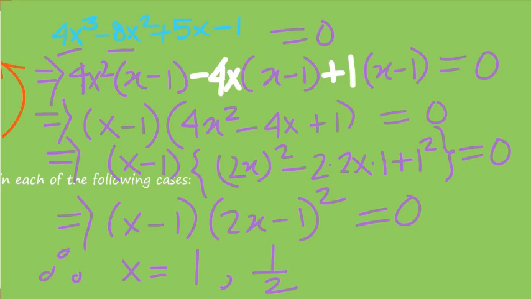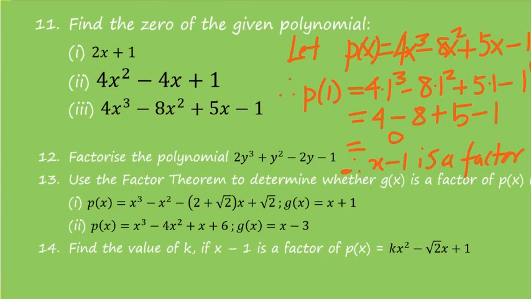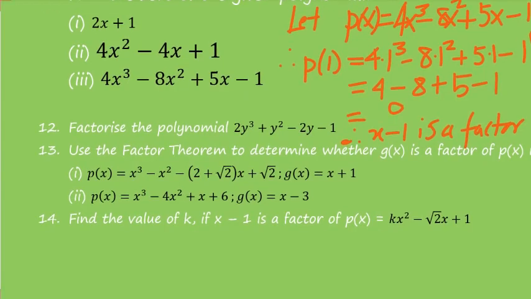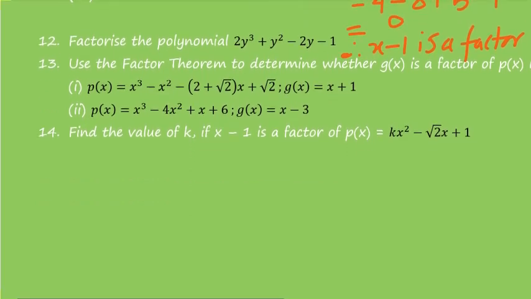Let's move on to the next problem. What do we have? We need to factorize this polynomial. So the same technique will be applicable out here also. How do we do it? We write the polynomial, let it be py, right? Py is equal to 2y cube plus y square minus 2y minus 1.